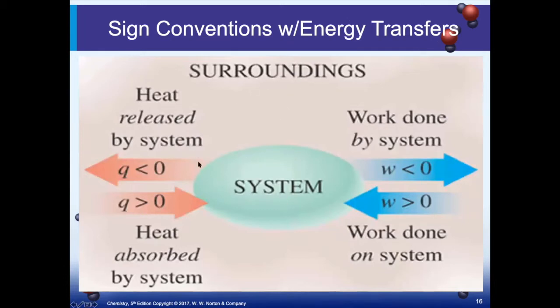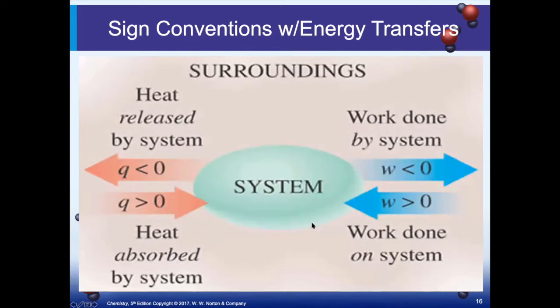So in terms of heat, if heat is being absorbed by the system, if heat's coming from the surroundings and going into the system, then that's going to be an endothermic process, and your Q is going to be positive. If the system is releasing energy into the surroundings, that's exothermic, and that means you're going to have negative values of Q. All right, well, what about work?